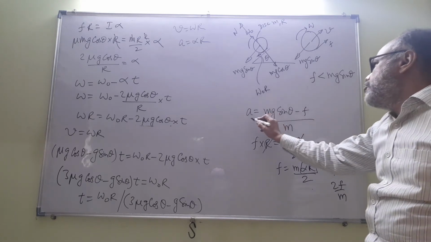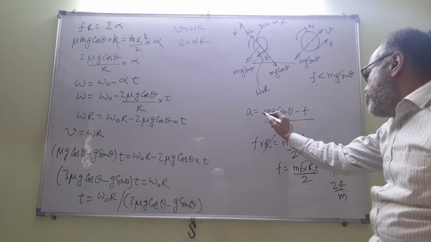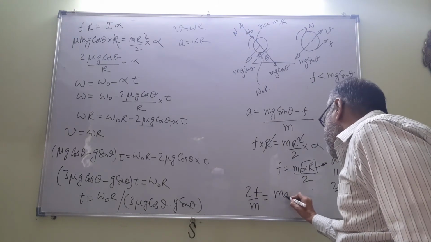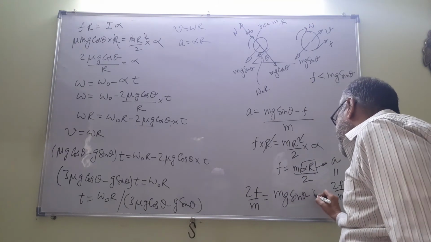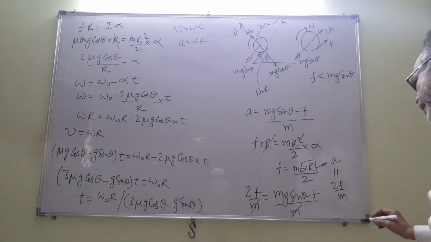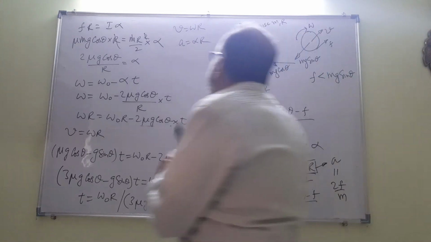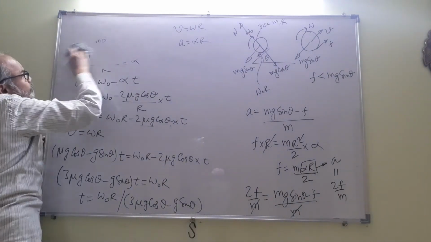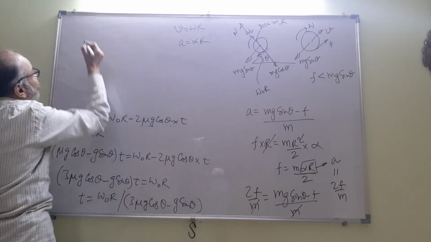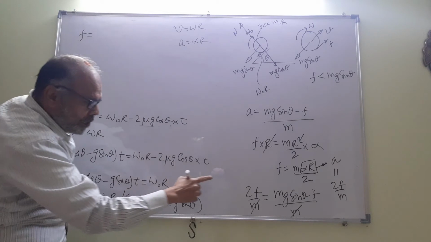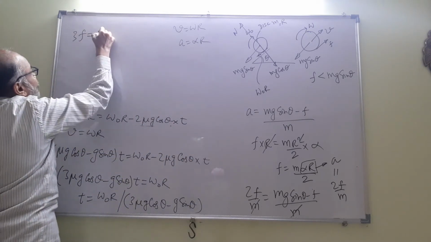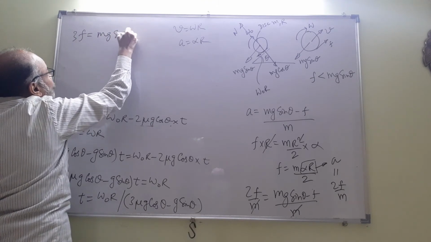This 2F by M, if you substitute in this equation, you will get 2F by M equals mg sin theta minus F by M. M cancels and you will get 3F is equal to mg sin theta.